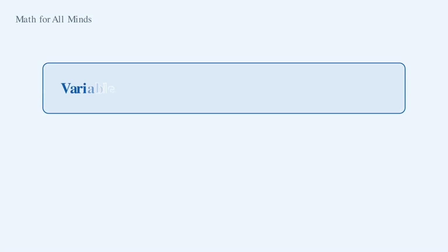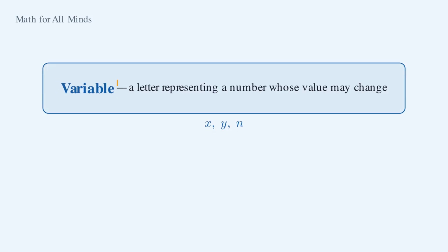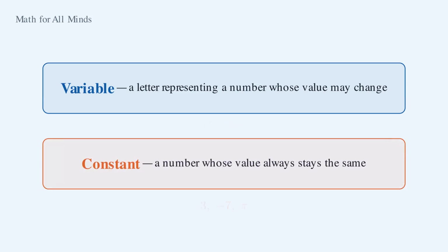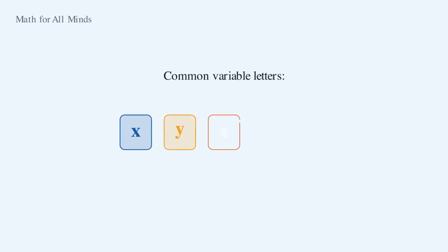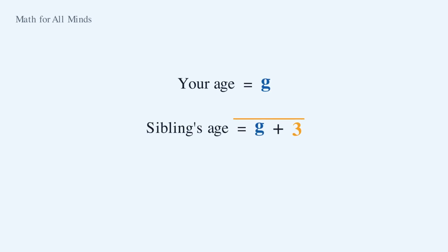In algebra, a quantity that can change value is called a variable. A quantity whose value always stays the same is called a constant. Since variables can take different values, we use letters of the alphabet to stand in for them. The letters you'll see most often are X, Y, A, B, and C. So if we call your age G, then your sibling's age, always 3 more, becomes G plus 3. The letter G varies. The number 3 stays put.